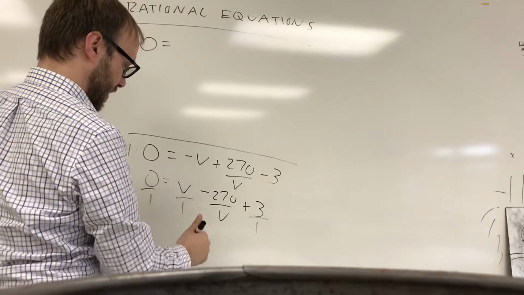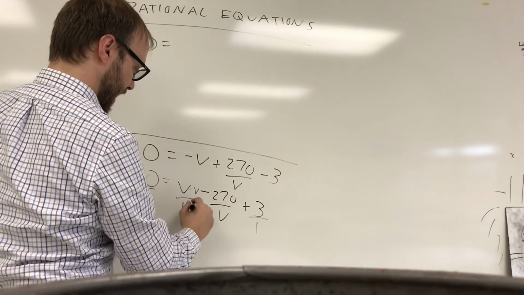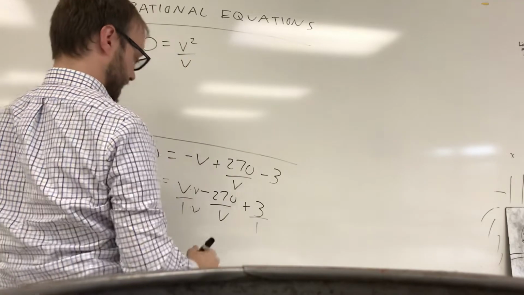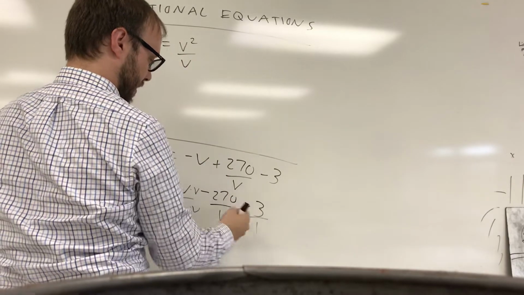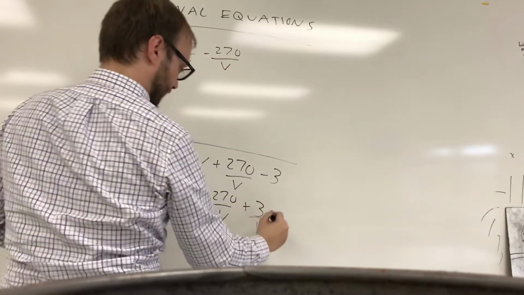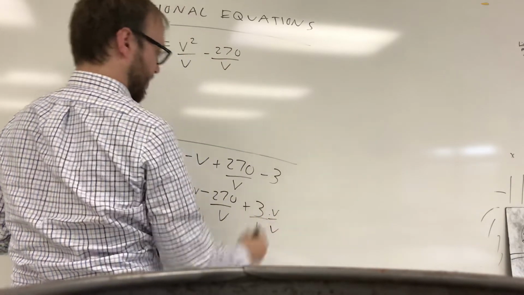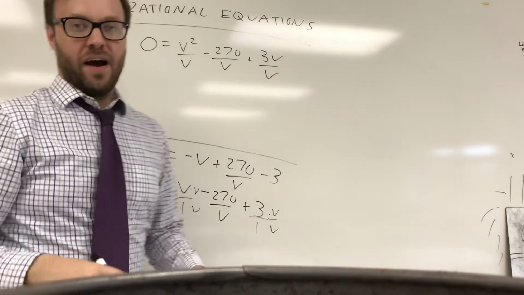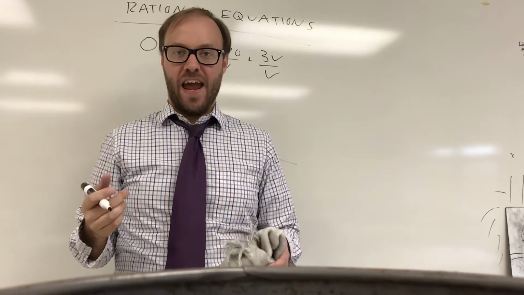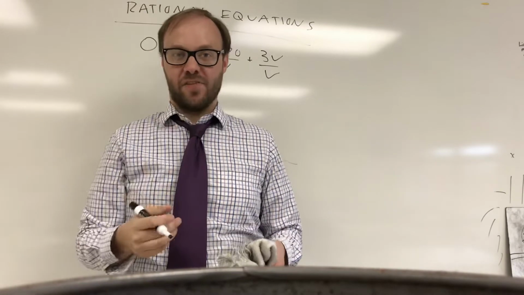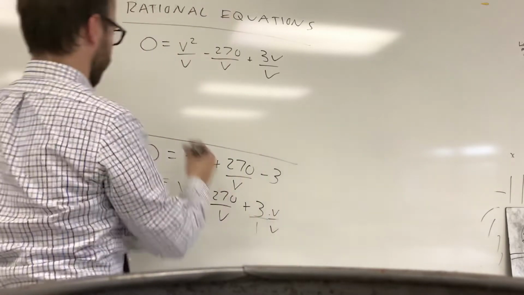But to get a common denominator of v here, I would have to multiply the top and the bottom by the same value. So that would be v squared over v. This is already going to have that common denominator of v, so I'm just going to keep minus 270 over v. And then I can multiply the top and the bottom by v here. That's going to be plus 3v over v. If you think about adding fractions, if I add 1/6 and 3/6, I get 4/6. Numerators add, the denominators don't.